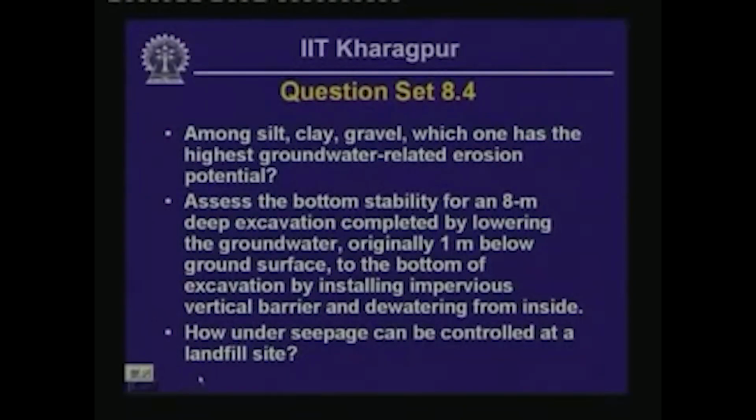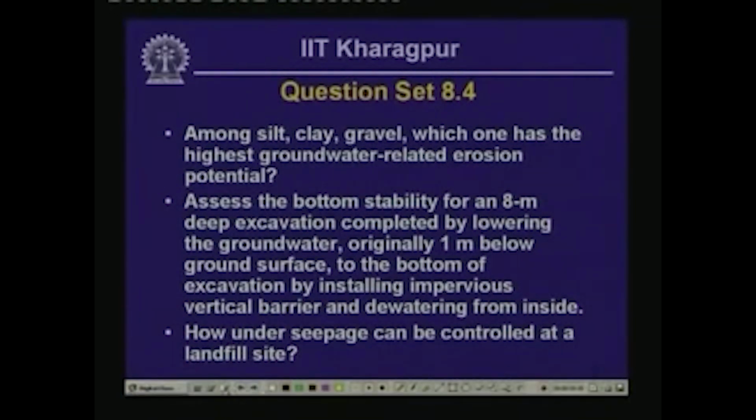So the statement is like this: you have got an excavation to take place within an area surrounded by an impermeable barrier, and the depth of the excavation is 8 meter, and the groundwater table was originally at 1 meter below ground surface. So let's draw it again.